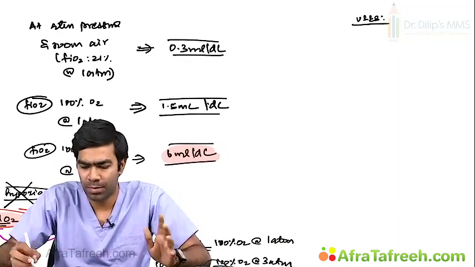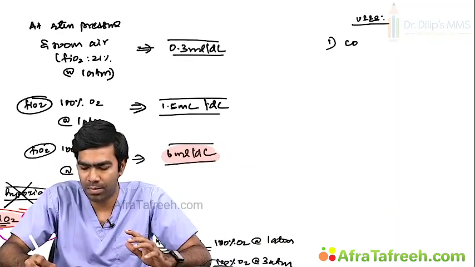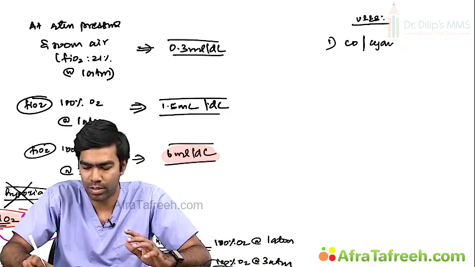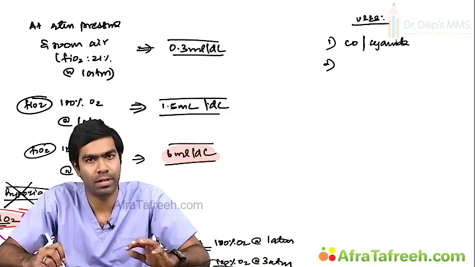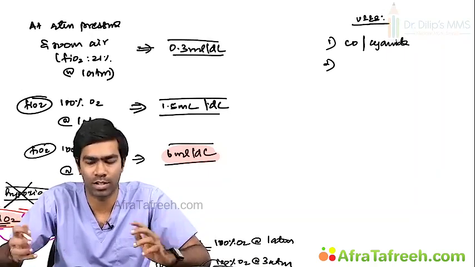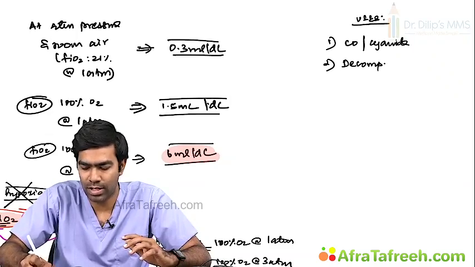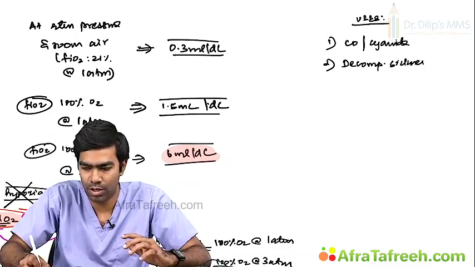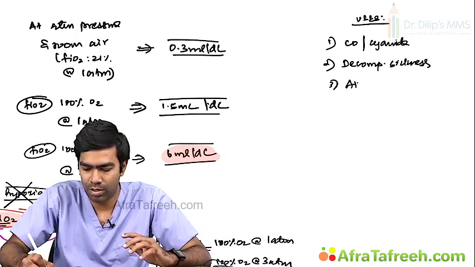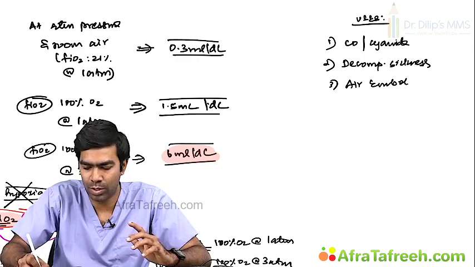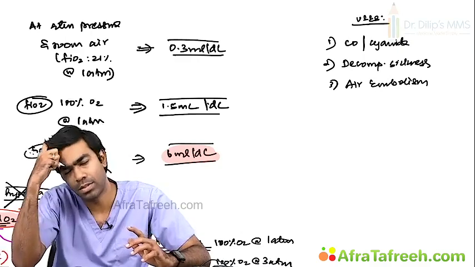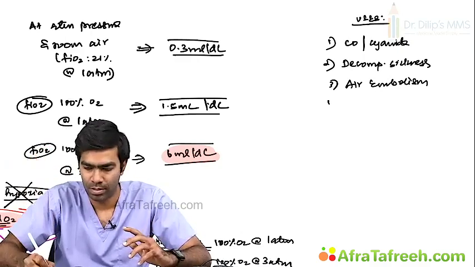Uses wise, number one, it can be used in carbon monoxide poisoning and cyanide poisoning by mechanisms which I explained already, by increasing the content of the oxygen in the blood. They prevent hypoxia of the tissues. Second, in Caisson disease, decompression sickness, we have told already. Third is air embolism, similar mechanism, like how it worked for decompression sickness. There are nitrogen bubbles, here air bubbles, that's all.